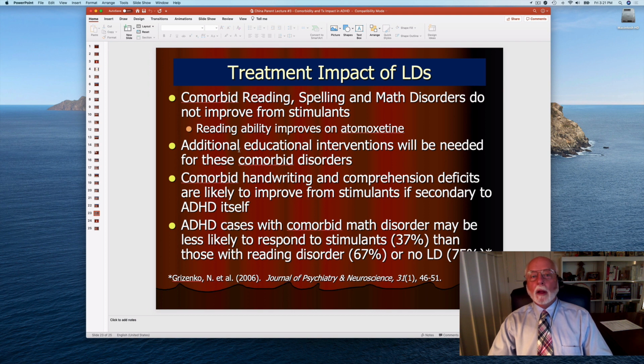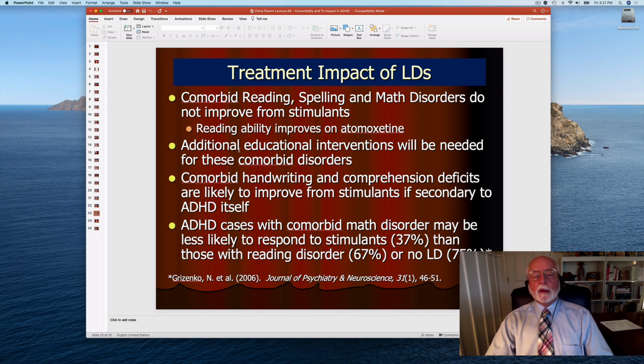There is a little research suggesting that Strattera might help improve reading speed and articulation, but it is not as likely to improve spelling disorders or math disorders. These other disorders of reading, spelling, and arithmetic are going to need additional educational tutoring and interventions to help improve them.